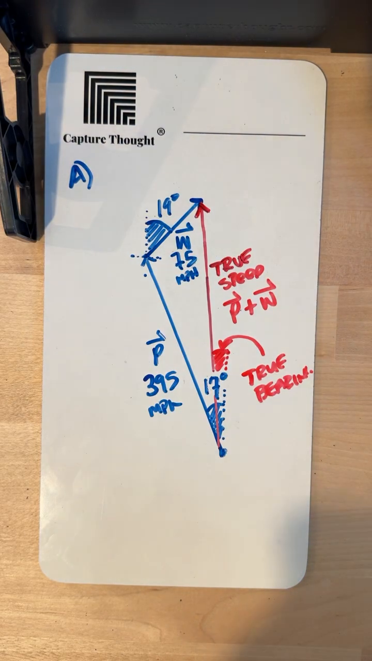Okay, so it says a plane is traveling at a bearing of north 17 degrees west at a speed of 395 miles an hour, and the winds are blowing at a speed of 75 miles an hour in the direction of north 19 degrees east. So I'll go ahead and draw this picture.